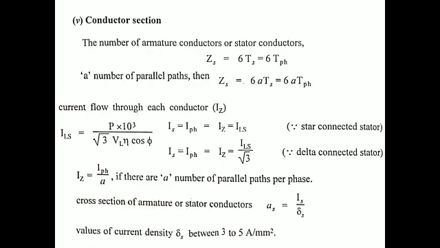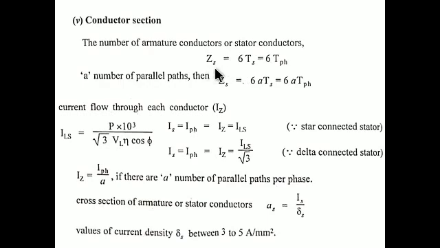The next one is nothing but the conductor section. It is nothing but Z. Here we are going to find several titles. The first one is nothing but the number of conductors, Z. The number of conductors Z, that is Zs, the stator conductors, is calculated by the multiplication of 6 into Ts. 6 appears because of the 3 phase.